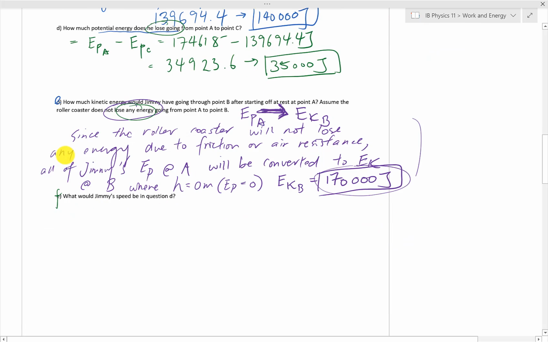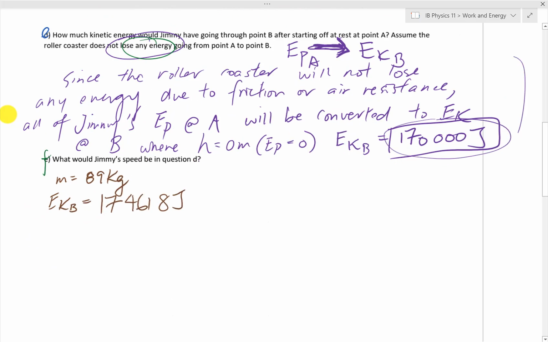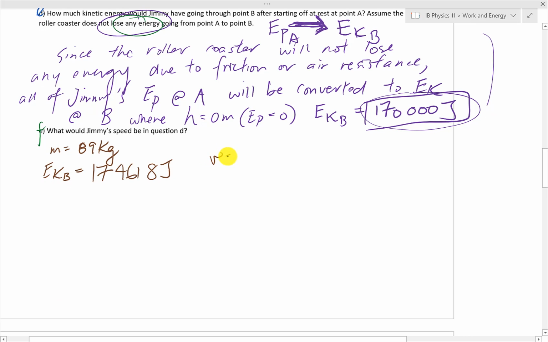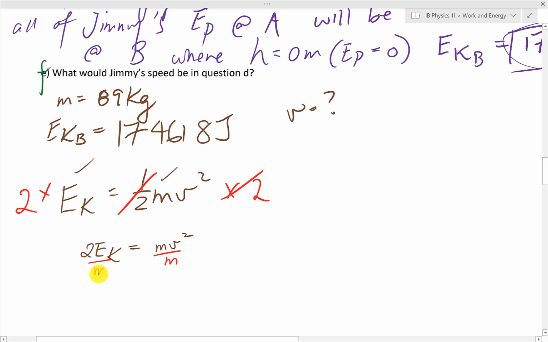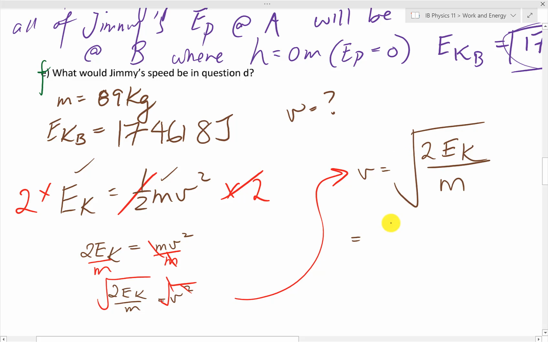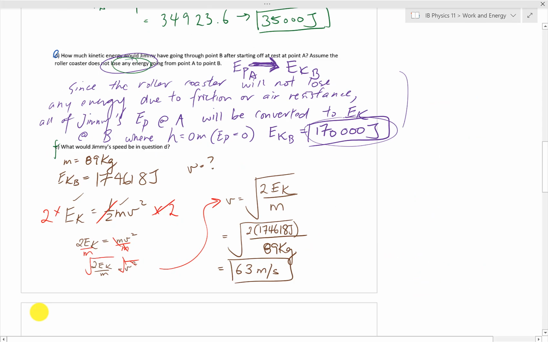Aha, okay, so it is my turn to show you. First of all, we know Jimmy's mass. We also know his kinetic energy. His kinetic energy at B without rounding is 174,618 joules, just like his potential energy at A. And we want to find his speed. We know that the equation for kinetic energy is 1/2 mv squared. We have the kinetic energy, we have the mass, we just need to solve for the speed. So first multiplying everything by 2, then dividing both sides by mass, then taking the square root. We get the speed is the square root of 2 times the kinetic energy all over mass. Putting all that into the calculator, we get 62, or rounding to 2 significant figures, 63 meters per second. Okay, so that's question F.